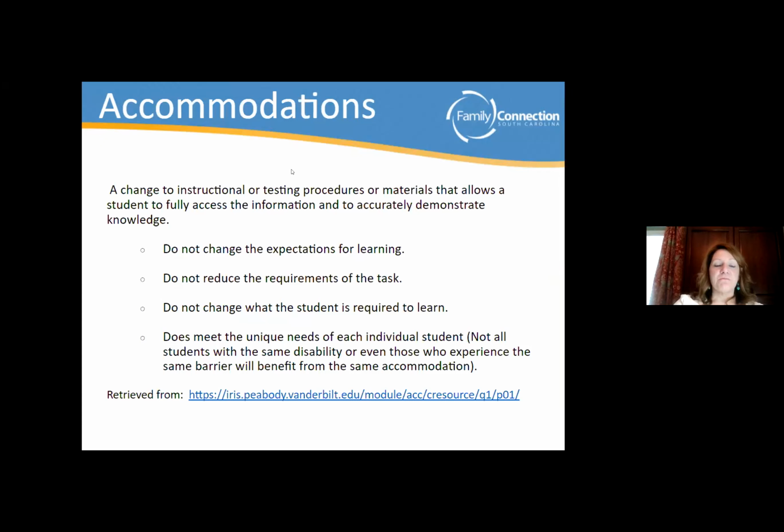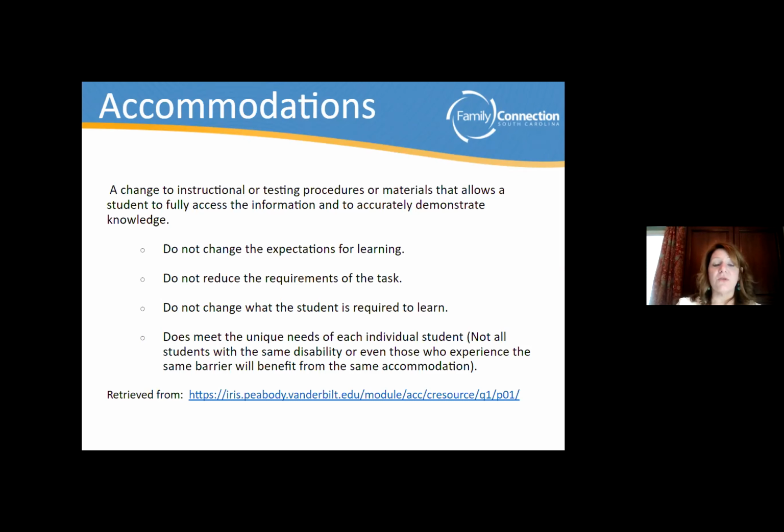First, accommodations. This is a change to the instructional or testing procedures and materials that allow a student to fully access the information. And the key there, that last little piece, is to accurately demonstrate knowledge. So again, we're removing barriers. We're not changing expectations for what they learn. We're not trying to reduce the requirements of the task by assigning them a completely different assignment. We're not changing what the student's required to learn at all, but we're meeting their unique needs.